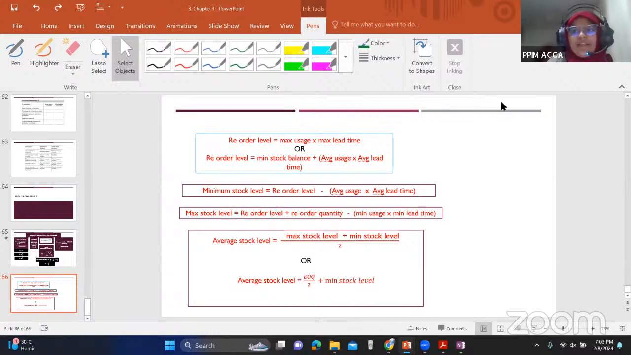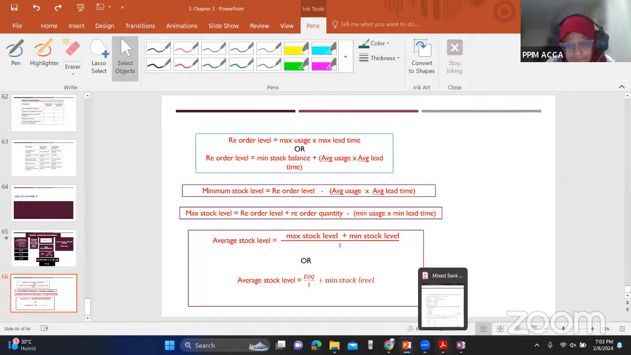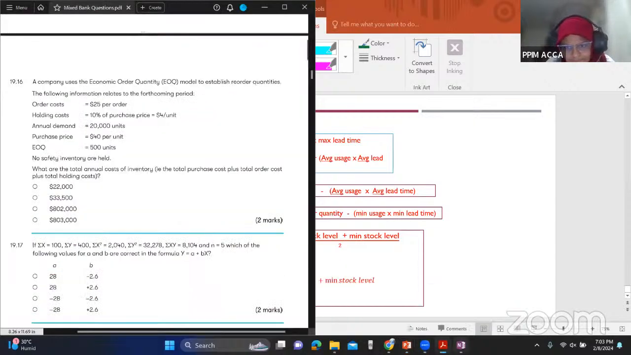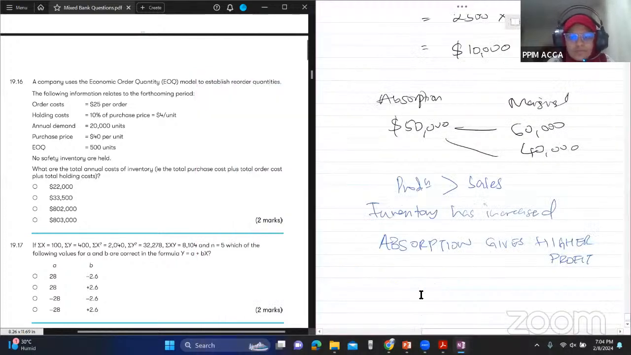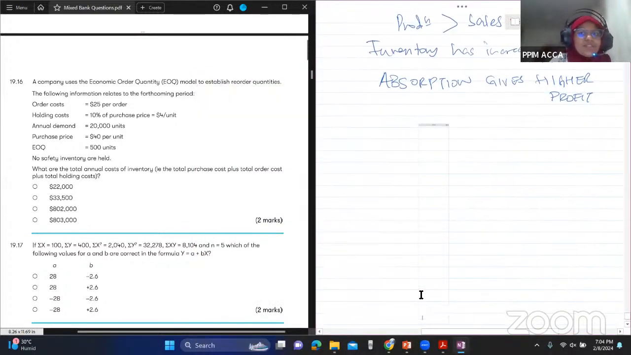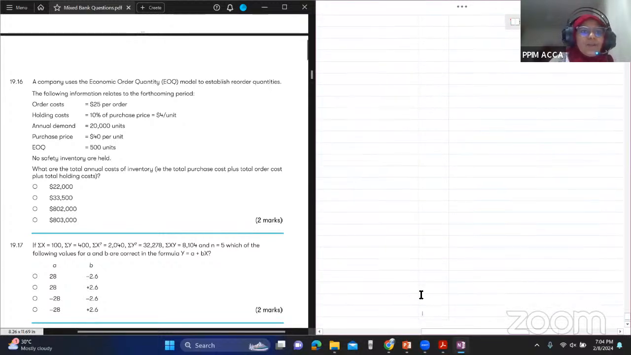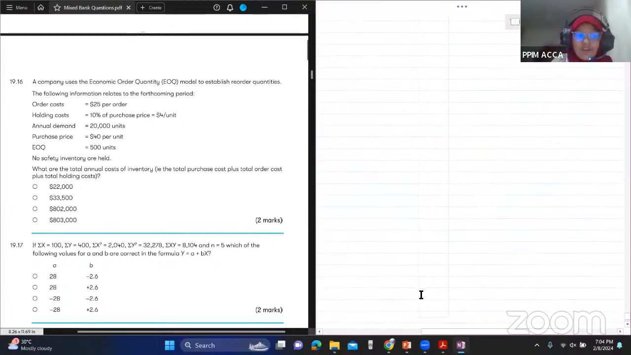Okay, so let's read that question and see what it's saying. It says a company uses the economic order quantity model to establish reorder quantities. The following information relates to the forthcoming period. Order costs are 25 per order. Holding cost is 10% of purchase price.